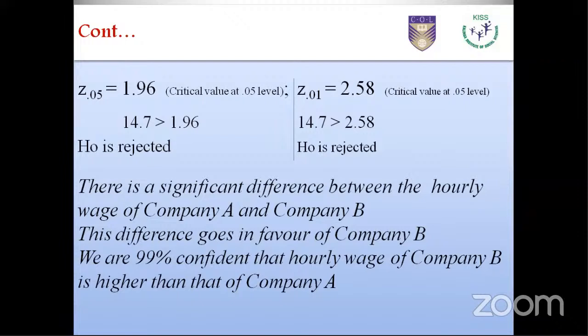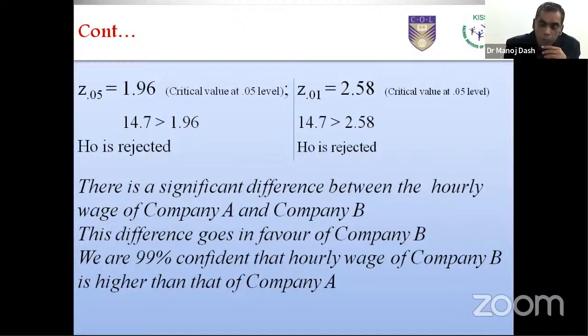Yes, hello, sir. Yes, please. You have told that there is a significant difference between company A and company B, but is this difference very big or very small? How can we know that? See, we are not going to find out how big or how small the difference is. Statistically, we have a proof that the difference is significant. Suppose the observed difference is only 1 or 2 or 5. In this case, our observed difference is 20.